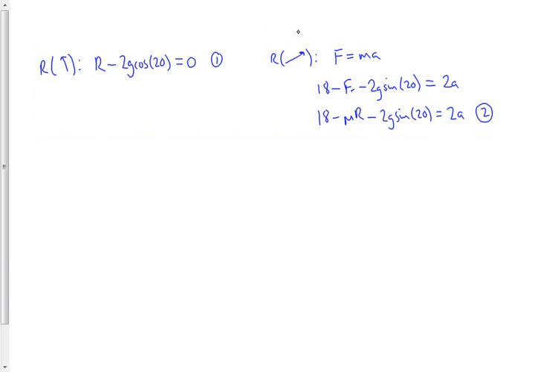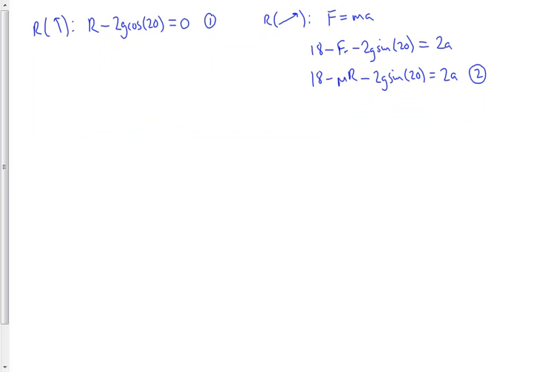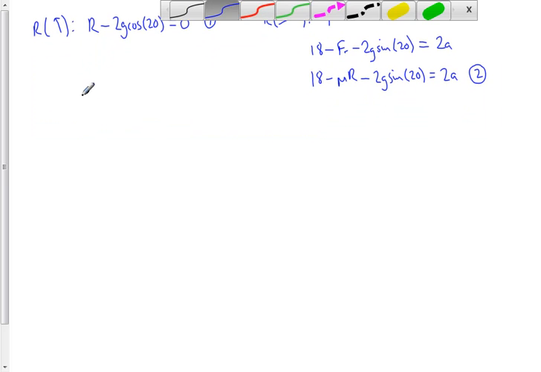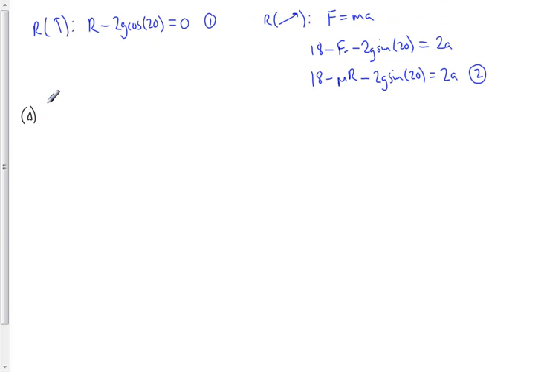So let's move on and let's go ahead and solve it. First question, part A asks us to find the value of R. So we're obviously going to use equation 1. Just rearrange it straight away. R is equal to 2g cos 20.